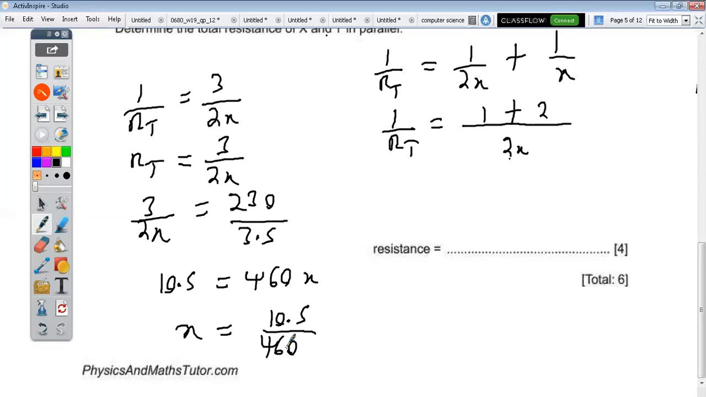Okay, so that's 0.0228. Like this, okay. Then the other one, that's x. Then the other one is twice that resistance.